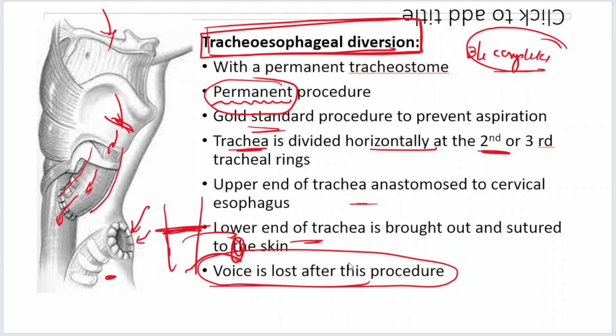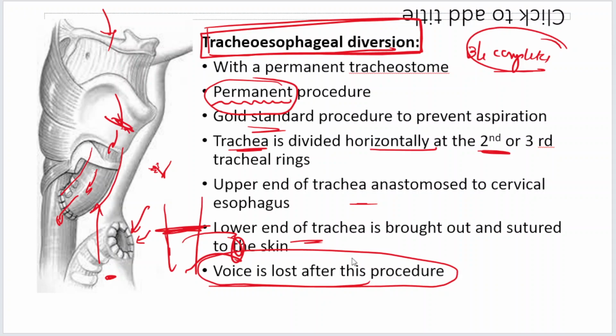Voice is lost after this procedure because for the vocal cords to move, you need air to move. There is a complex interaction between the air coming out and the vocal cords moving. There's modulation of the speech coming out of the vocal cords with the tongue and lips, and the voice has to go through the mouth and come out from the nose also. So this is what speech is.